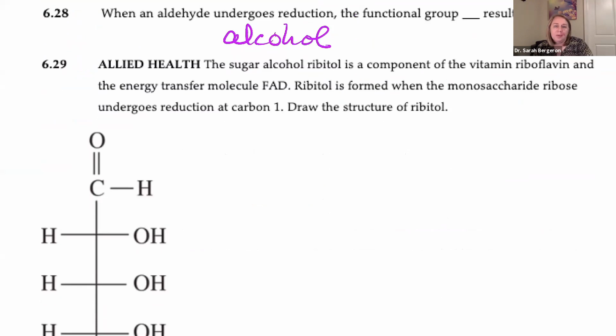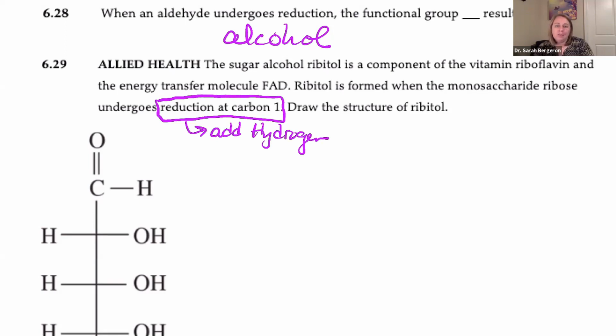All right, we have a sugar alcohol, ribitol, and it's a component of vitamin riboflavin and the energy transfer molecule FAD. So ribitol is formed when the monosaccharide ribose undergoes reduction at carbon 1. Tell me what's going to happen if we have reduction at carbon 1. Reduction means we're going to add hydrogen.